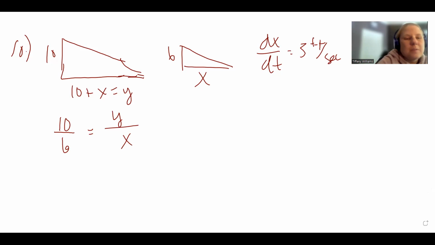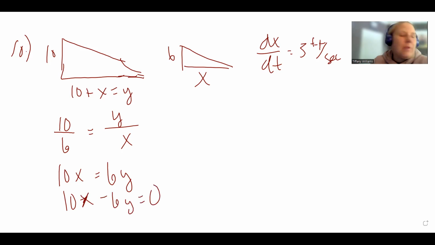If I solve this proportion out, I've got 10x = 6y. Let's set it equal to 0, so I'm going to have 10x - 6y = 0. Now I'm going to take the derivative of both sides. Did you have to move the 6y over? No, I just wanted to, because I could. So I'm going to take d/dt, the derivative with respect to time, of both sides.